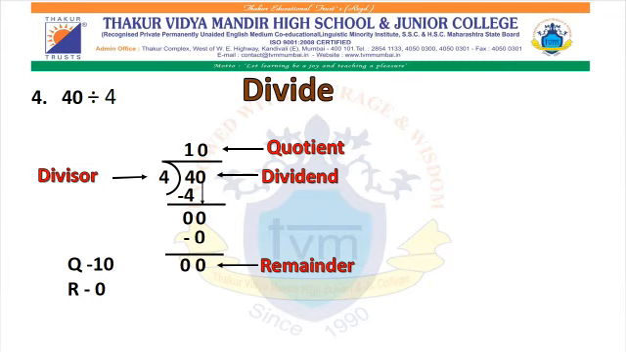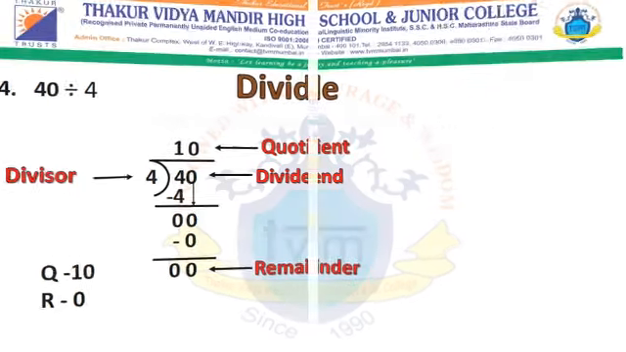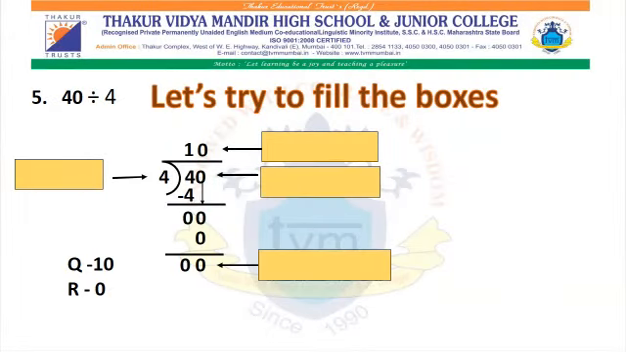Now let's check how much you all have understood. Let's try to fill the boxes. In this, you just have to guess what 10 is called, what 40 is called, what 4 is called, and what 0 is called. Just recall your memory and try to give the answer.